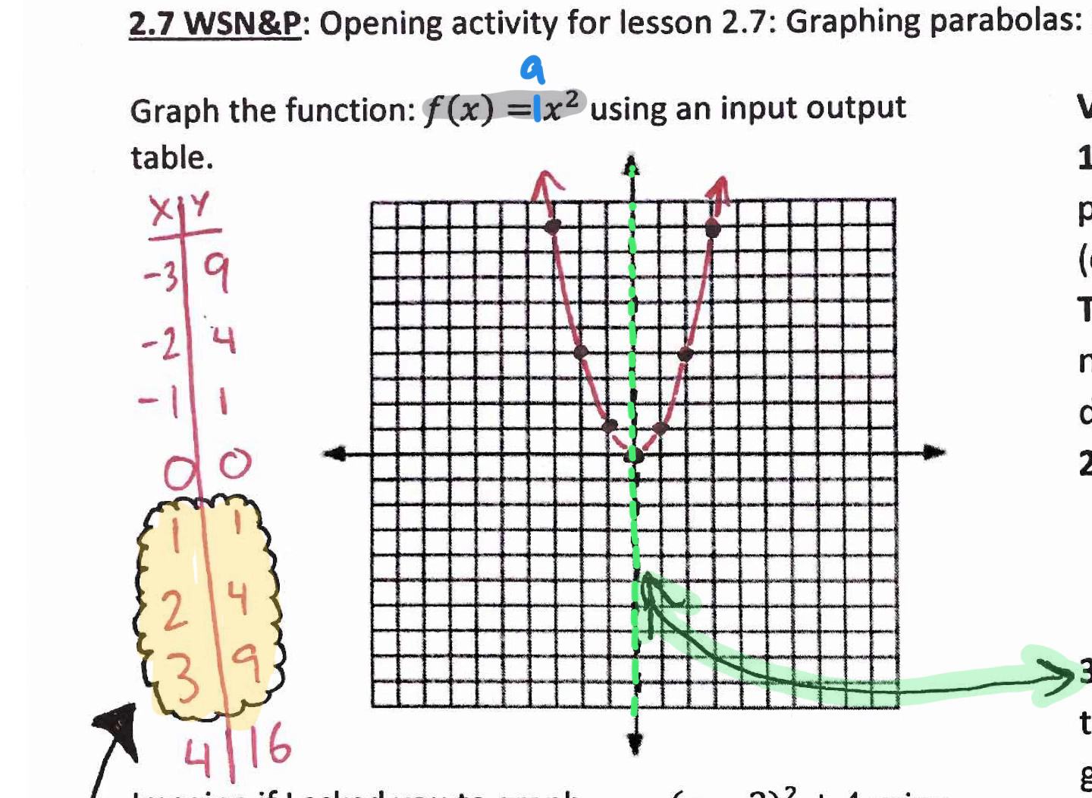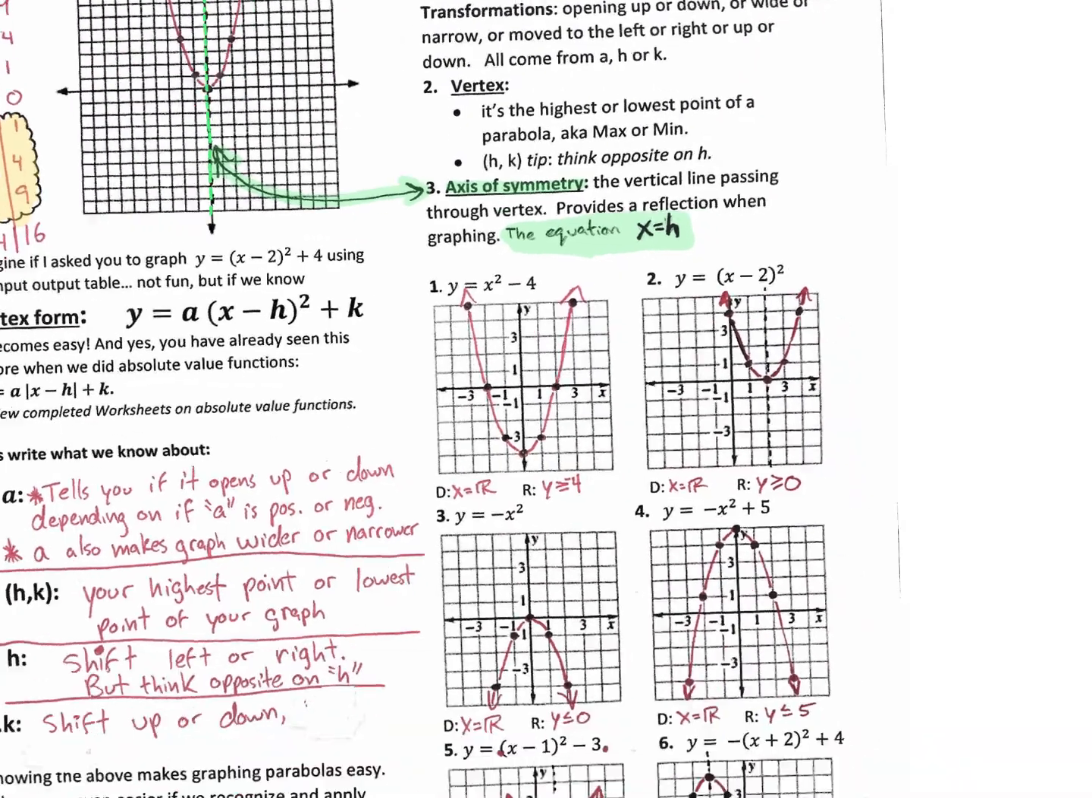So we learned that we first identify the hk, the vertex, think opposite on h, take k for what it is, and then from that vertex, wherever it may be, you could use a pattern 1, 1, 2, 4, 3, 9. Of course, these will no longer be coordinates, but it is a pattern. And that's what we did last week.